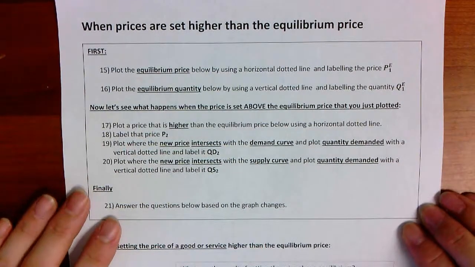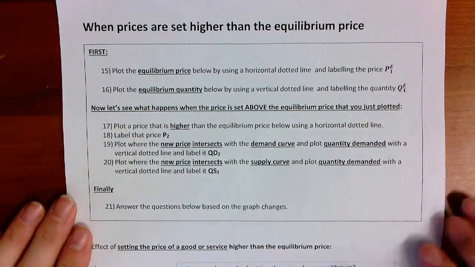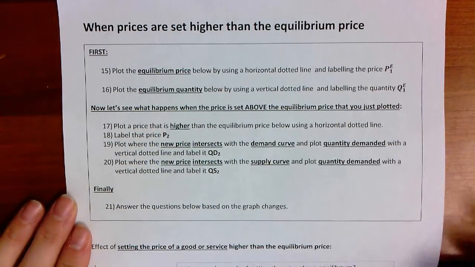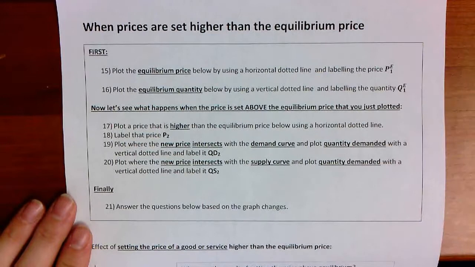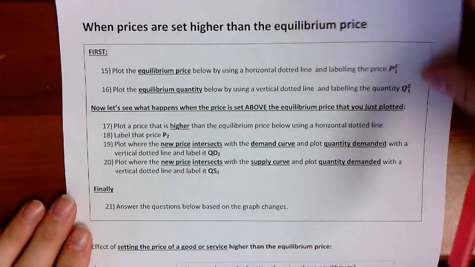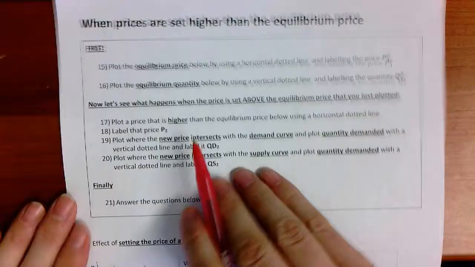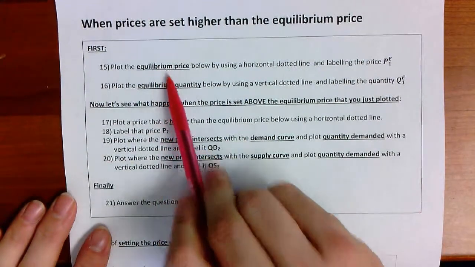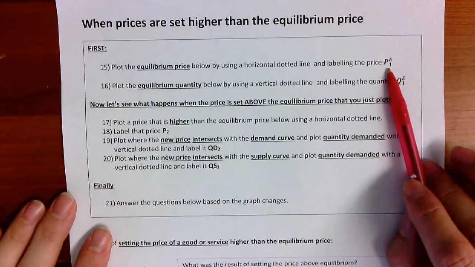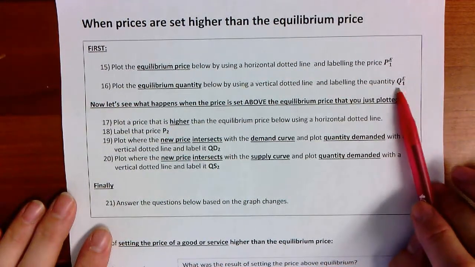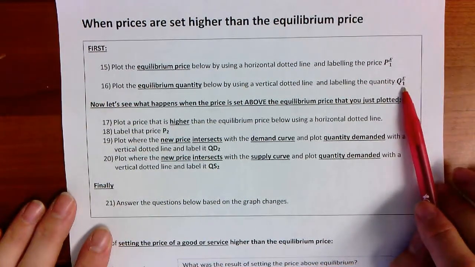Okay, we're going to review or take a look at when prices are set higher than equilibrium price and also when prices are set lower than equilibrium price. This should be reviewed for some of you, it may not be. So the first thing we're going to do is plot equilibrium price and equilibrium quantity. Equilibrium price is notated this way, equilibrium quantity is notated this way.